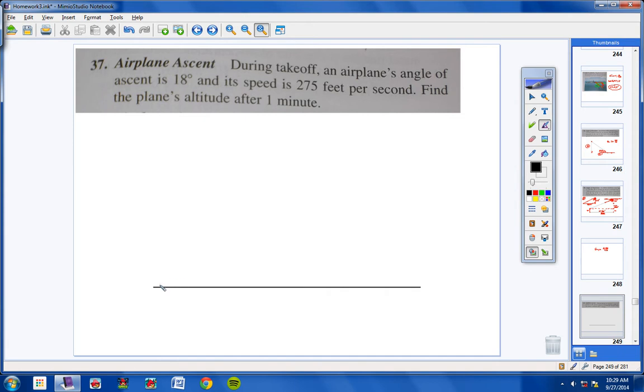The airplane's taking off. Now I know 18 degrees is not this steep, but it kind of helps sometimes to give a bigger angle so that you can see a little better what you're dealing with. So I'm going to call this 18 degrees, and we're looking for the plane's altitude. So here's the plane right here. We're going to be looking for its altitude right here. We'll call that, I guess, X. And here's the plane right here. Now we're looking for the altitude after 1 minute.